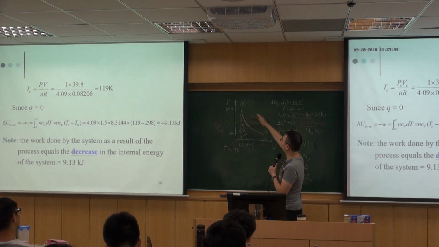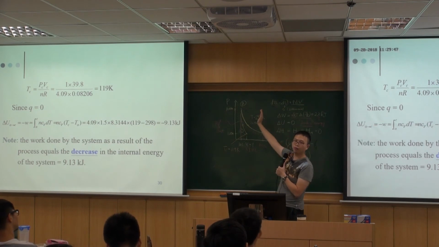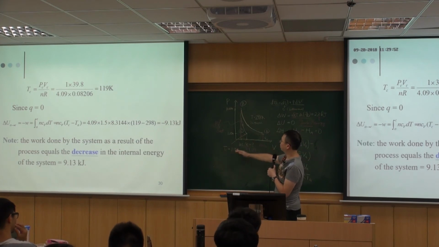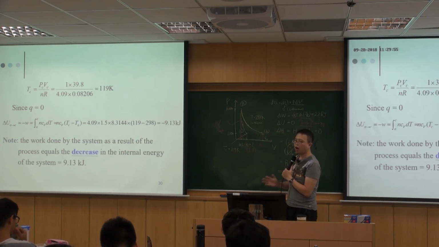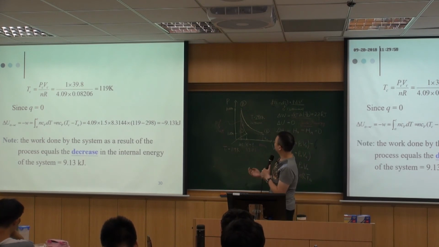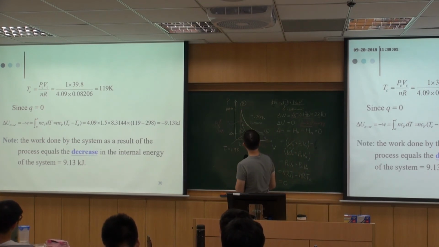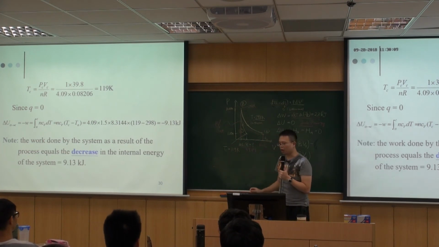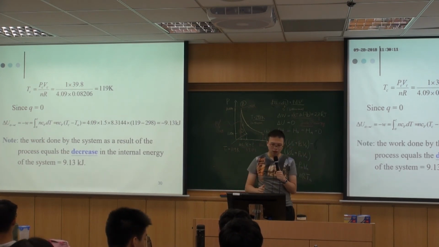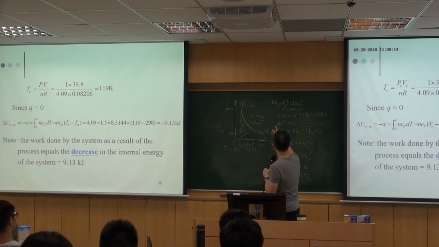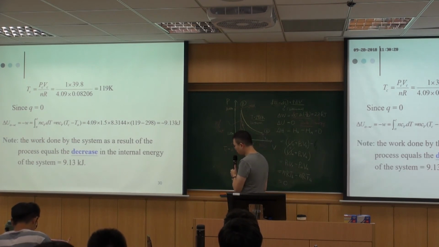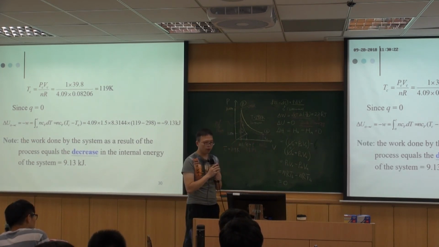Because when you move up to the upper right-hand side of your PV plot, we know that the temperature will get higher and higher. So here, the temperature is lower. So now we know the states. We know originally this is 298 Kelvin here. And eventually, it will go down to 119 Kelvin. And now we want to calculate, again, the work, the change of internal energy, and the change of enthalpy.